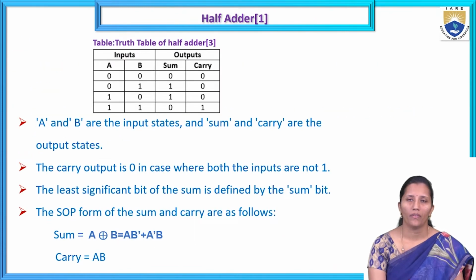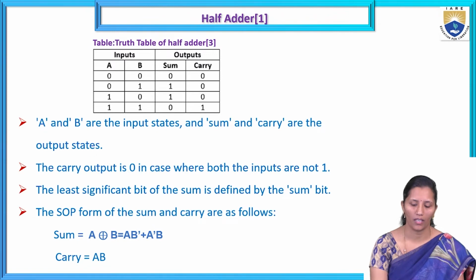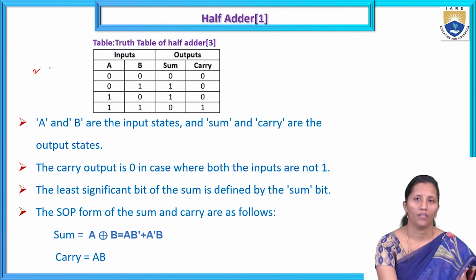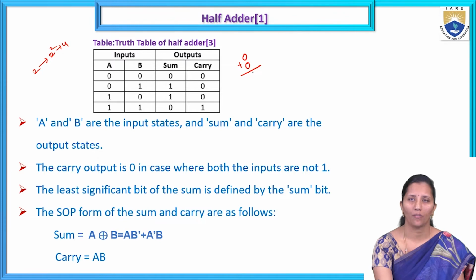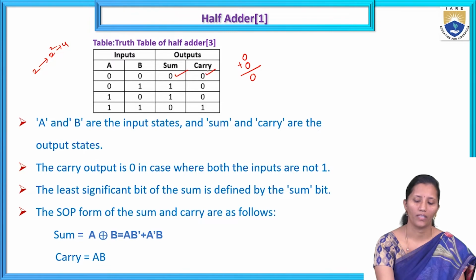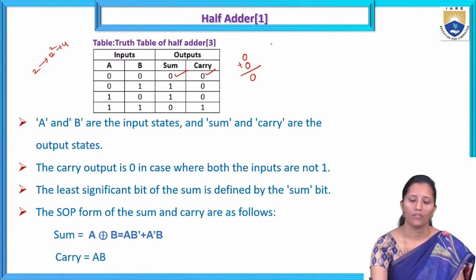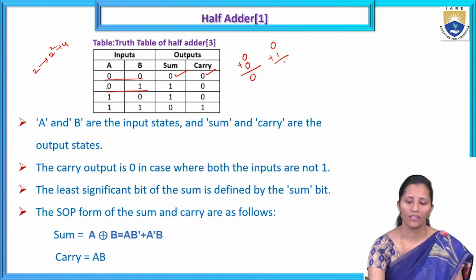If we observe the truth table of the half adder, we are just going to add A plus B, where A and B are one bit binary numbers. With two inputs we get 4 combinations: 0 0, 0 1, 1 0, 1 1. If A is 0 plus B is also 0, adding 0 plus 0 gives sum 0, and we are not getting any carry, so carry is also 0. For 0 plus 1, the sum is 1 and we are not getting any carry.